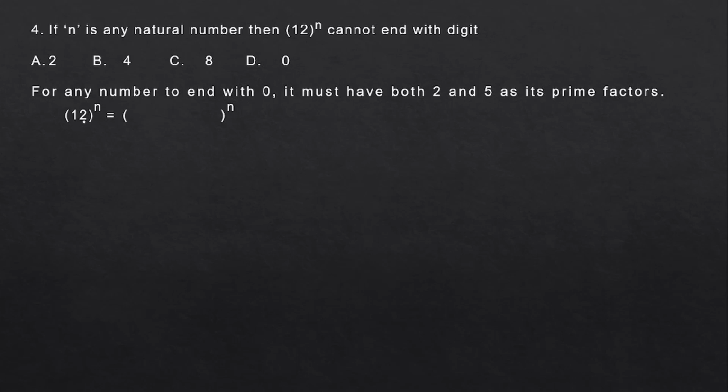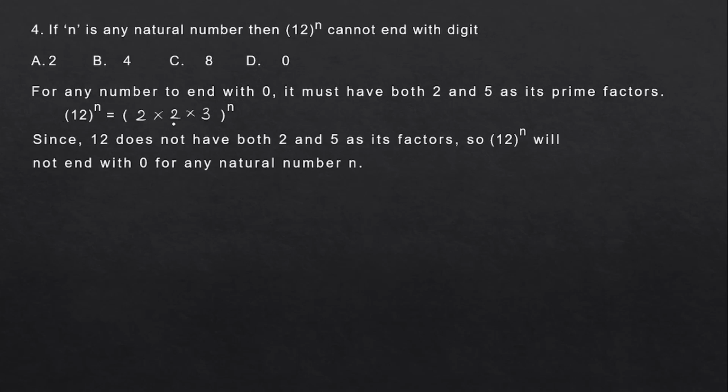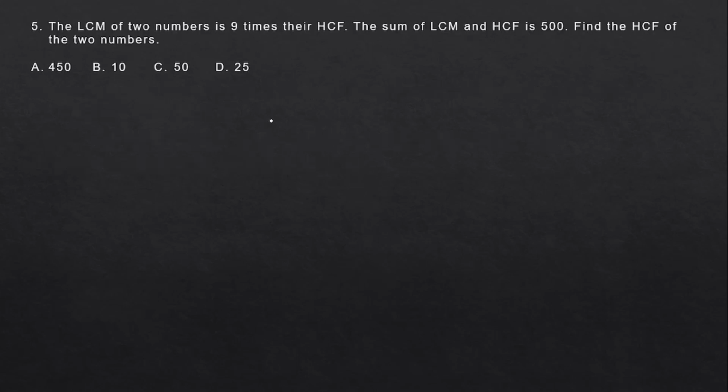Now 12 power n, its prime factors are 2 times 2 times 3. Here I can see 2, but I cannot see a 5. So since it does not have both 2 and 5 as its prime factors, certainly 12 power n cannot end with 0 for any natural number n. So the answer to this question would be 12 power n cannot end with digit 0. Option number D.